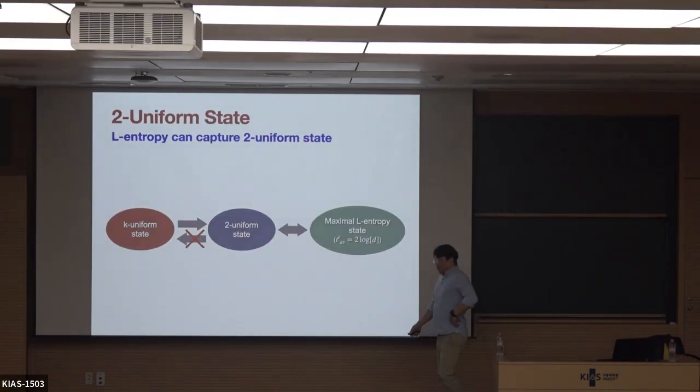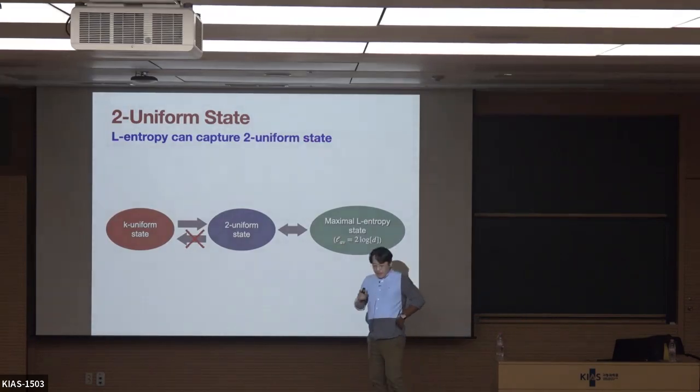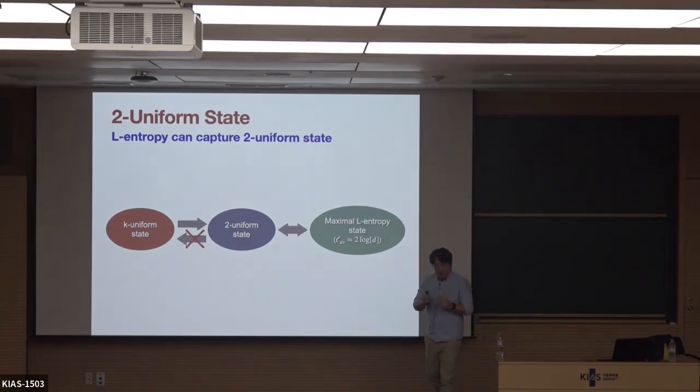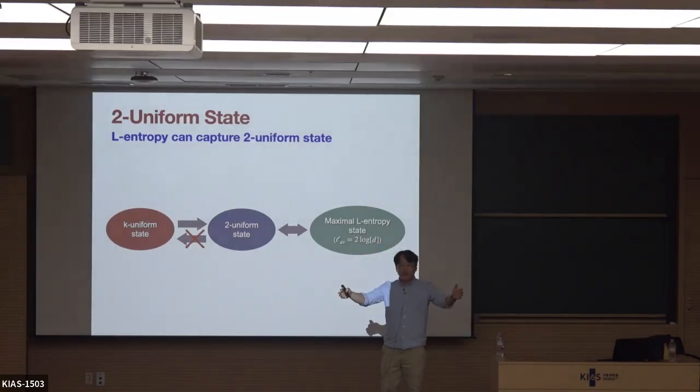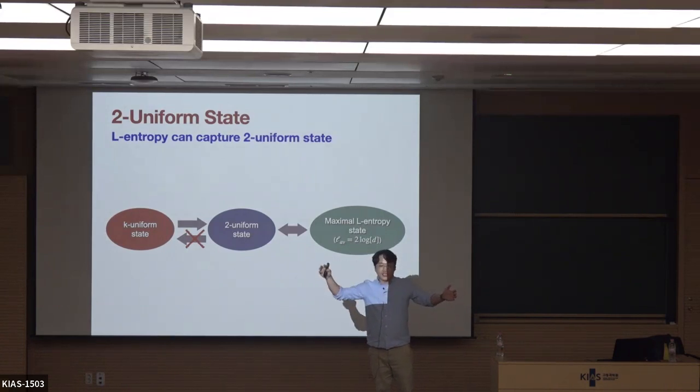And our measure, this L entropy, chooses two subsystems. If you think a little bit more, our measure only characterizes two-uniform states. You can also easily convince yourself that a k-uniform state is a two-uniform state, because if you choose a k subsystem, the density matrix is maximally mixed.